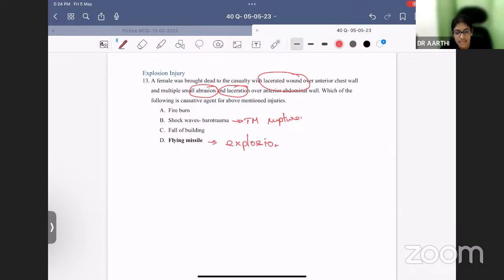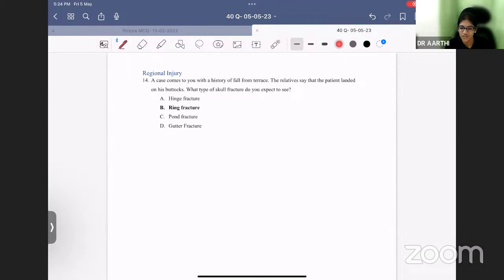So in an explosion, let's say there is a glass, and inside the glass there is a chemical explosive, and this chemical explosive blasts. All the small pieces of glass will go here and there, right? That's called a flying missile. They go and impact on the body, and what will they produce? They will produce small lacerations, and because these are small blunt-force-like objects, they will produce small abrasions and contusions. That's called Marshall's triad, all these small contusions, lacerations, and abrasions that you get. Again, seen in bomb blast. So they can ask us bomb blast or explosion. Okay, the next one, ring fracture, hinge fracture, pond fracture.